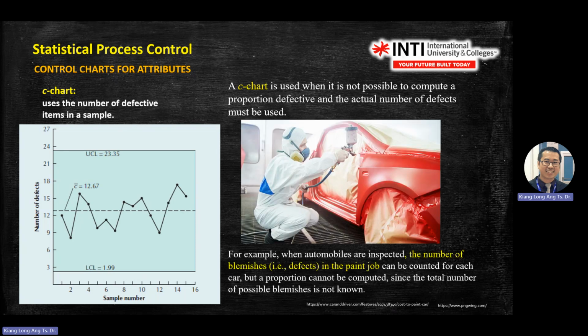For example, when you do a paint job, the number of defects on the paint can be counted for each car, but proportional cannot be computed. You cannot say how many portions one car has, because the paint defect sometimes is on the left-hand side, sometimes on the right-hand side, sometimes at the top. So the calculation becomes more complex. You can simplify the calculation or the observation to a C chart, for example, a paint job.